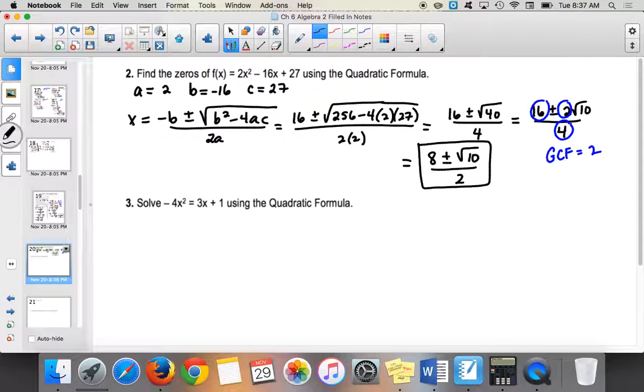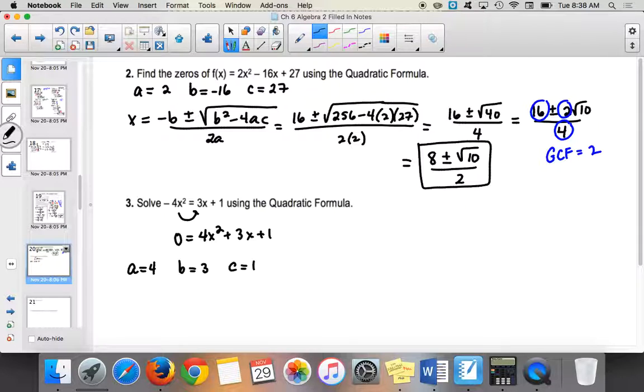Okay, so same idea here. It says solve negative 4x squared equals 3x plus 1 using the quadratic formula. So now we have to get it all on one side, right? We need it 0 equals ax squared plus bx plus c. So I'm going to add that over. So I get 0 equals 4x squared plus 3x plus 1. And I identify my a, my b, and my c.